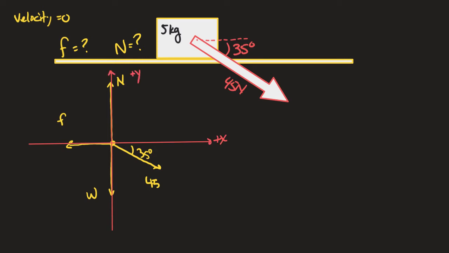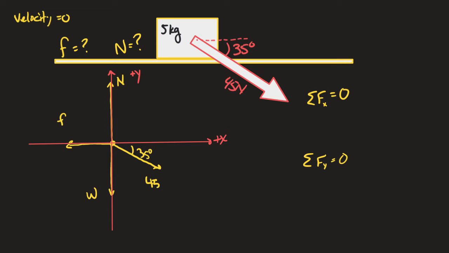All right, keep going. And then, since we're trying to find the friction, and since velocity is 0, the sum of the forces is equal to 0, so 45 cosine 35, the horizontal component, minus friction is equal to 0, so friction is just equal to 45 cosine 35. Okay, so that's a lot in a single step.